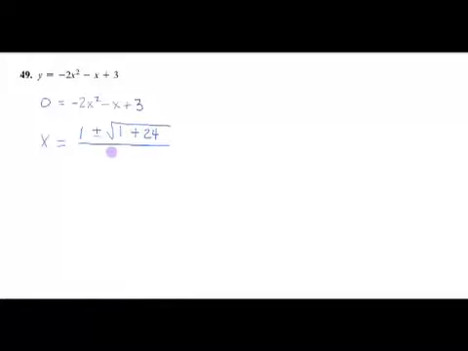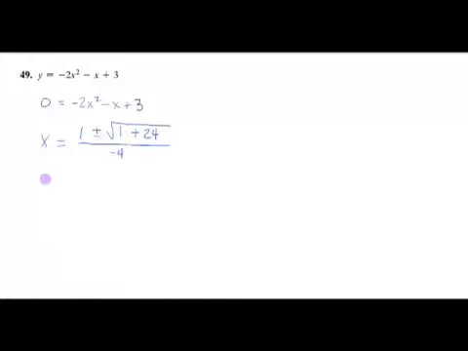Let's find the x-intercepts of this graph. So again, I start out with making y equals 0, and I'm going to use my quadratic formula. So x is negative b plus or minus the square root of b squared minus 4 times -2 times 3. That's a -8 times 3, a -24, so it makes it a plus 24, all over 2 times a.